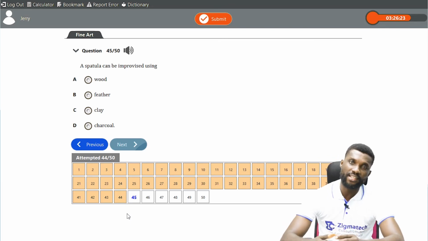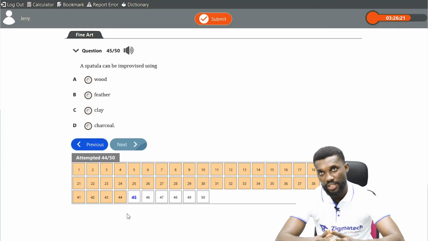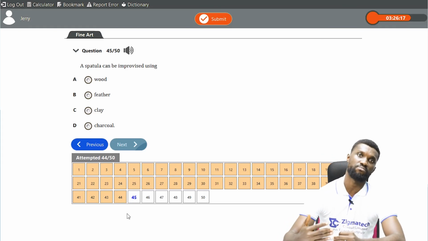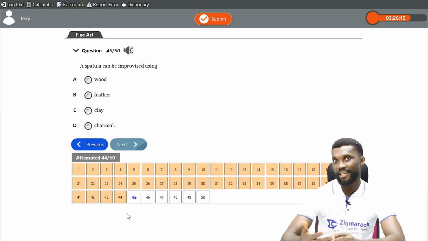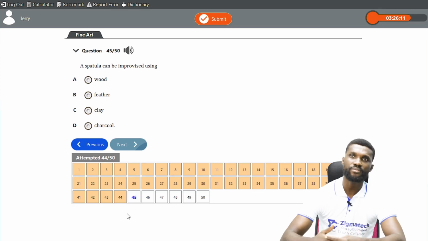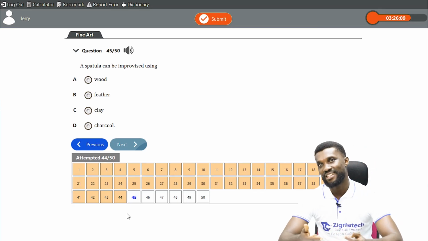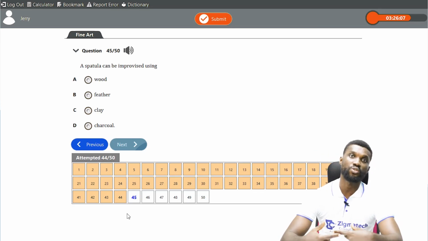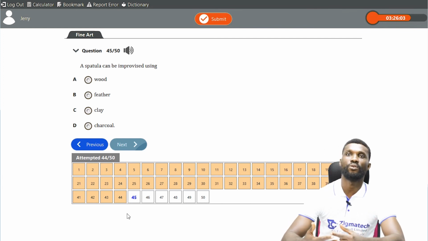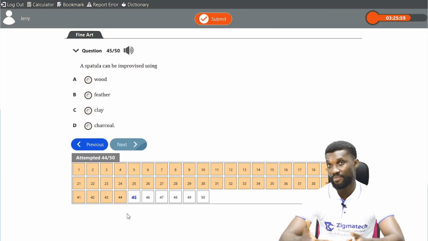A spatula is a tool that is used to beat in sculptural work or to mix clay or any other object, any other solvent. We use it to stir things. A perfect example of a spatula is your gari turner. You have your spoons. They are a perfect example of a spatula.